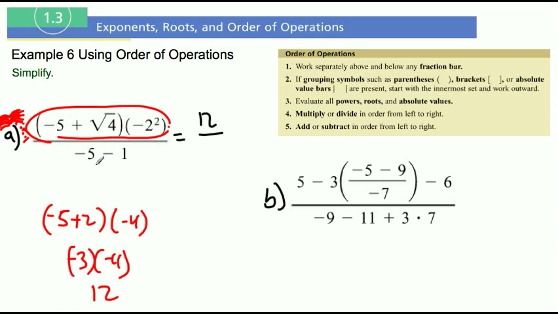Now let's deal with the denominator. Negative 5 minus 1 is negative 6, and we can simply divide that now and get negative 2, and that would be our answer.